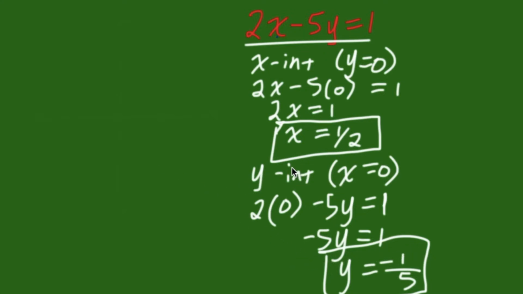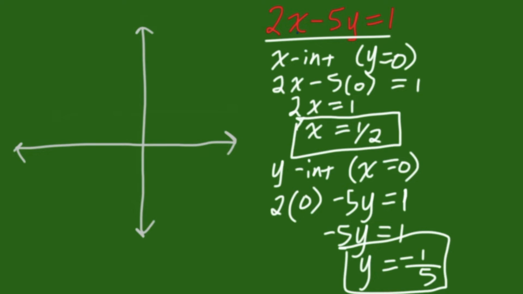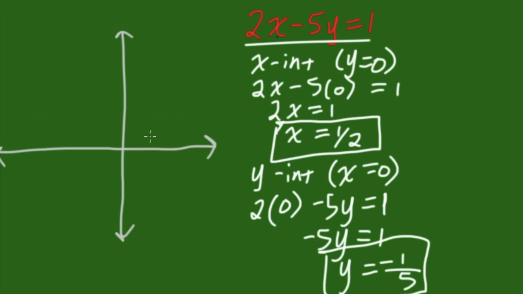So now that we have our x and y-intercepts, let's look at how this will look on our graph. First we have x is equal to 1/2, so 1/2 will lie halfway between 0 and 1, so that's here. And we have y is equal to negative 1/5, which is about here. That means that we can draw a straight line between them, even though they're very close to each other.